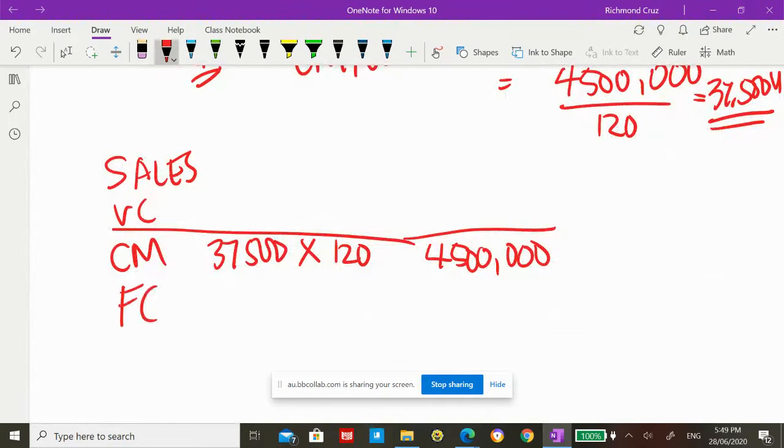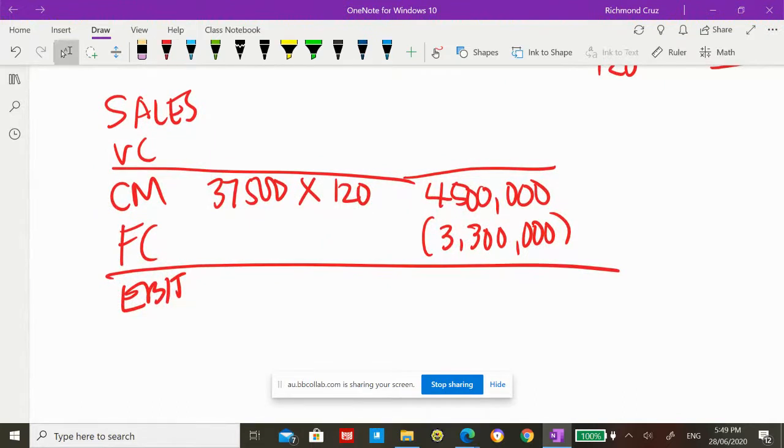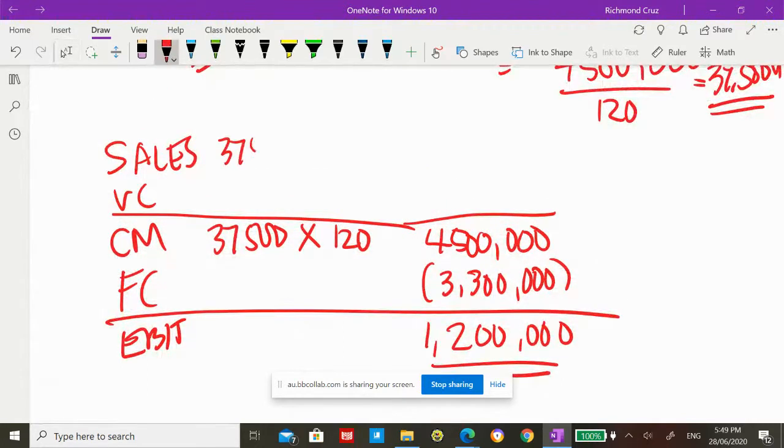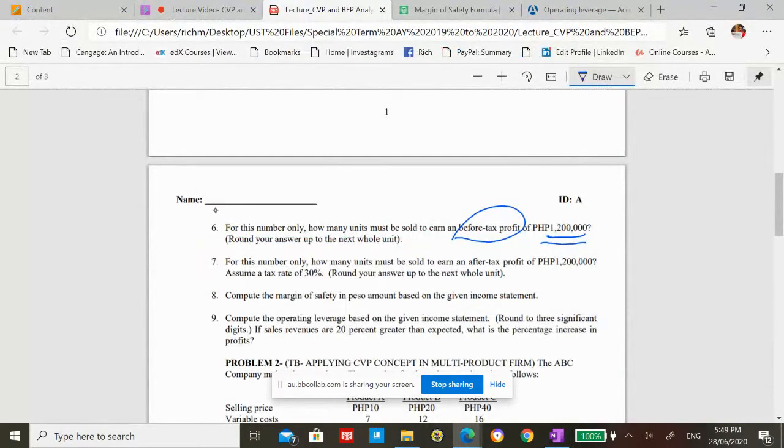I minus the fixed cost. My fixed cost is 3,300,000. So, this will be the EBIT or operating income. Minus 3,300,000, this will be 1,200,000, which is my target profit. Now, if you're not convinced, multiply 37,500 by 300, then multiply 37,500 by 180. When you get those, their difference is 4,500,000. So, the same result comes out. So, we're done with number 6.